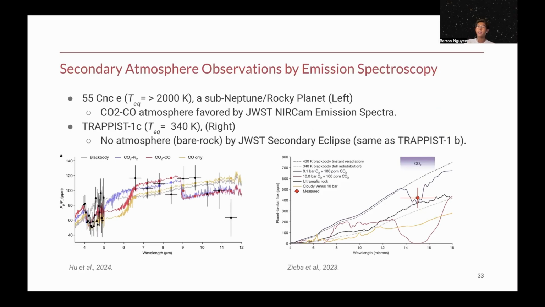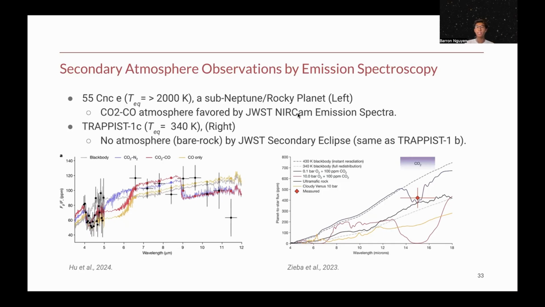So the other thing is emission spectroscopy. This is a quite new observation of a secondary atmosphere on 55 Cancri e, which is a sub-Neptune rocky planet, I think about 40 light years away, of a carbon dioxide and carbon monoxide atmosphere.